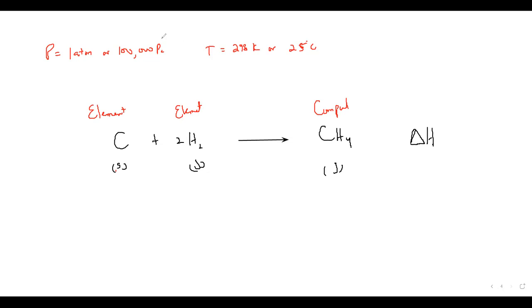And because the conditions are standard, we write the symbol for standard. Then because the elements are forming a compound, we write subscript f for formation. And which compound is formed? Methane is formed. So we write this equation as the standard enthalpy change of formation of methane. Is it clear, the concept of formation? When elements form a compound, 1 mole of a compound, we call that the standard enthalpy change of formation.